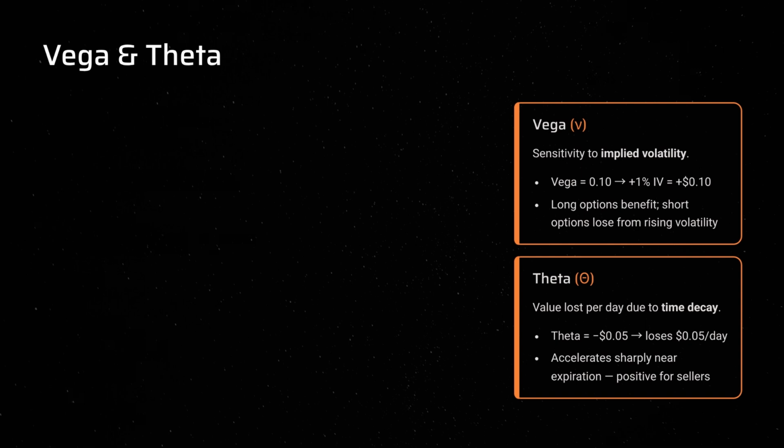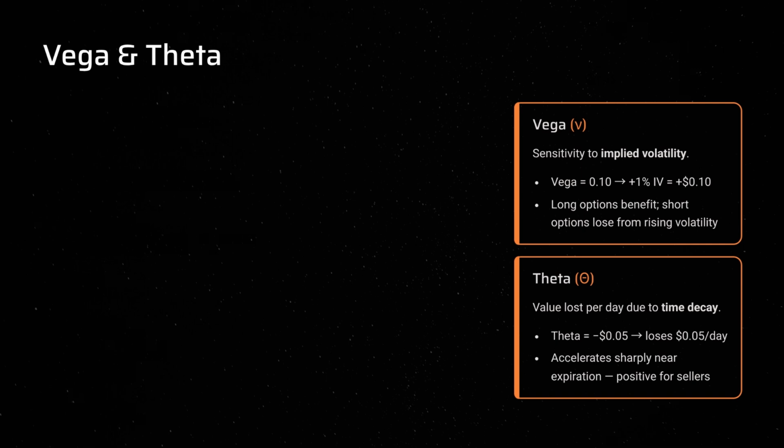If vega is 0.1 and implied volatility rises by 1%, the option's price increases by 10 cents. Long options benefit from rising volatility, while short options lose value. Vega is most powerful for at-the-money options with longer expirations.